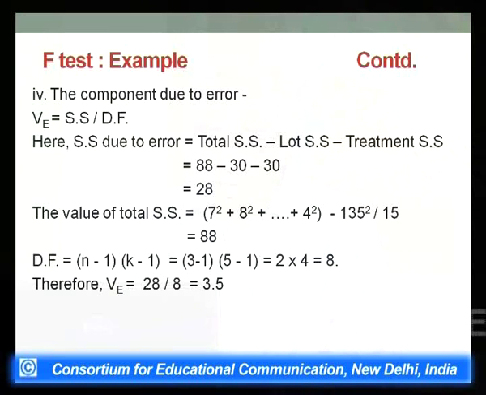For the component due to error, we have another formula. SS due to error is the total sum of squares minus the lot sum of squares and the treatment sum of squares, which we have already worked out. So the total was 88 minus 30 and becomes 28. Then the value of the total sum of squares is 7, 8 plus 4 squares minus 135. These are the formulas which are available. You can work it out. The interesting part is the value which has come out is 3.5.